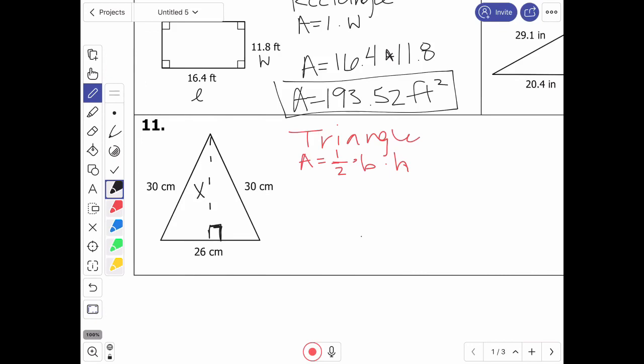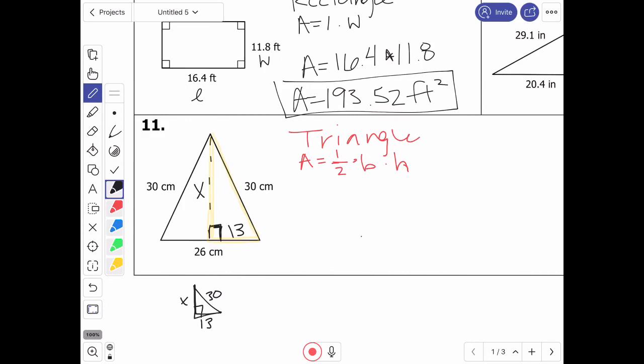But if I look at just this triangle, isn't that a right triangle? Yes, Miss Jackson, it is. So I could figure out what X is by using the good old Pythagorean theorem, correct? So I'm going to take half of 26 to be 13, okay? And so if I just draw this triangle down here, this side would be 13, this would be my X, and this side would be 30.